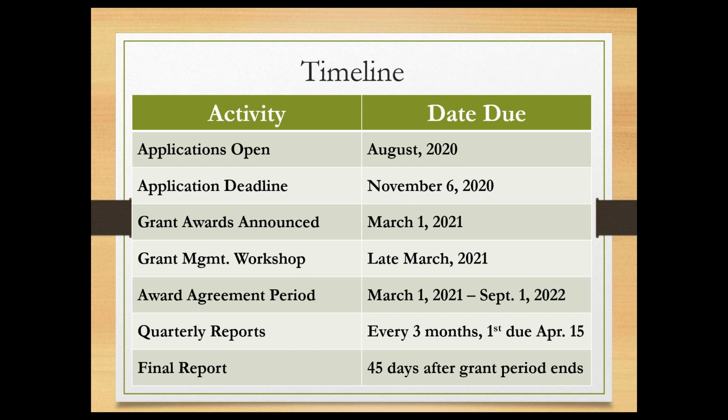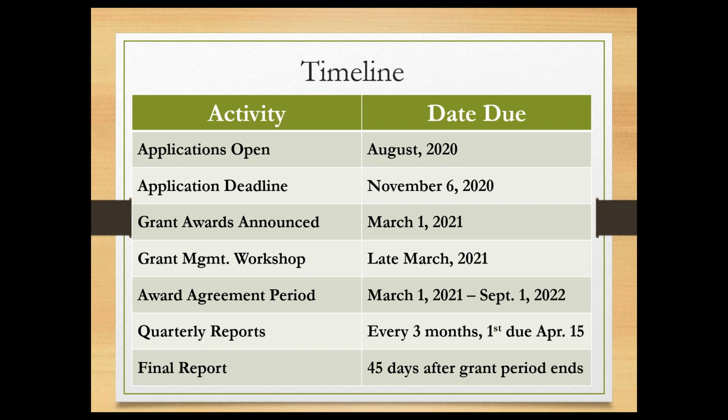If you include any activities that will be before March 1st of 2021, or after September 1st of 2022, unfortunately, we will disallow those activities from your budget. They must all fall during that timeline. There will be a grant management workshop in late March after we make the awards, and that's where we'll go over all of the rules and regulations, details on how to submit a reimbursement request, all of those things that you'll need to know to manage your grant.